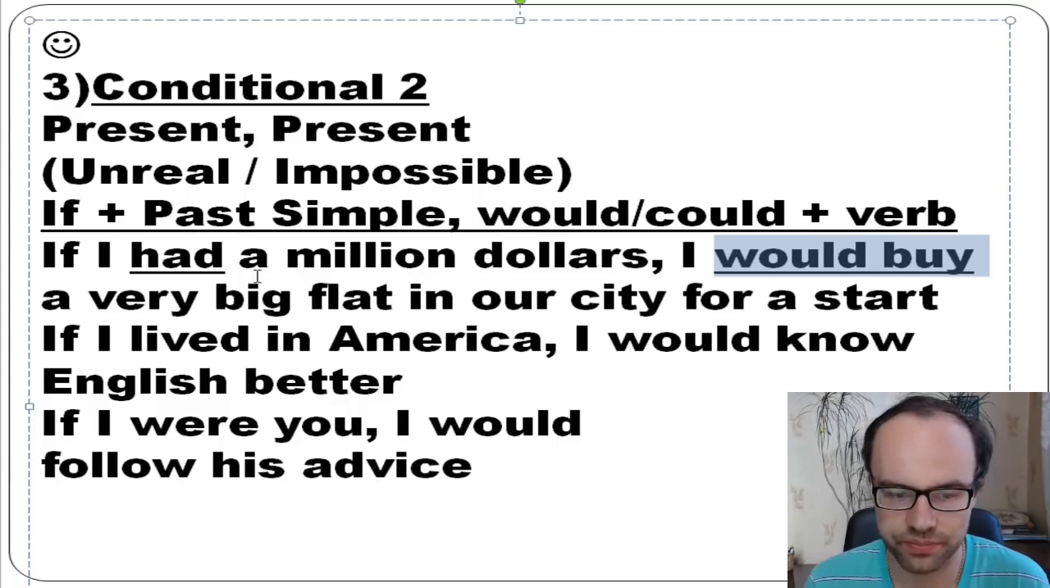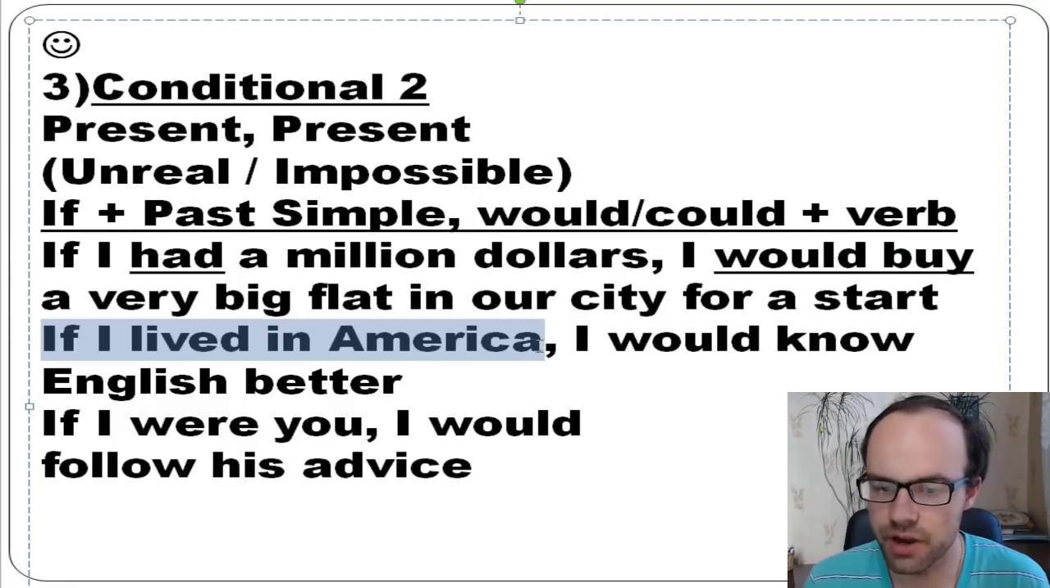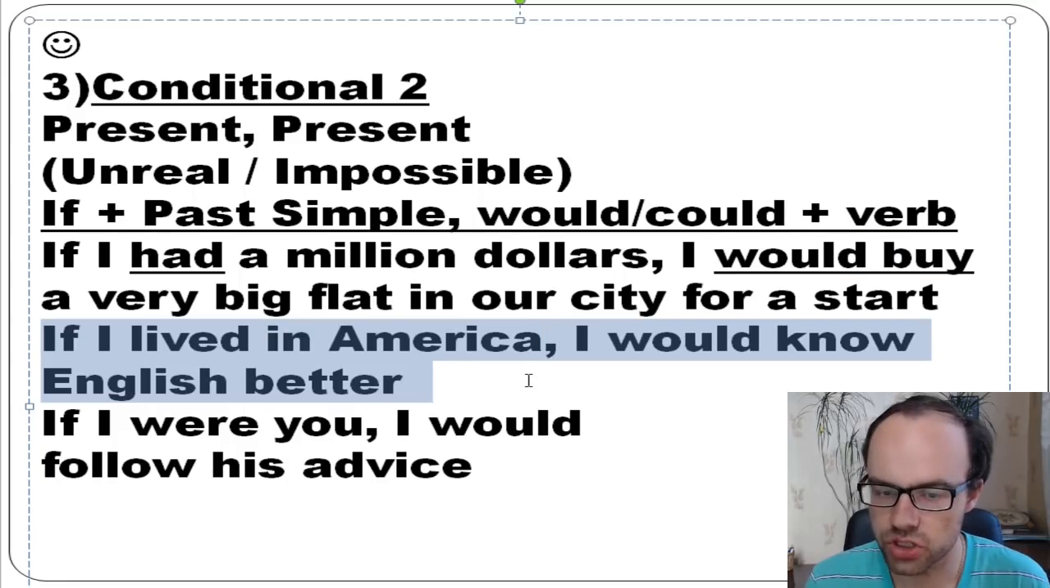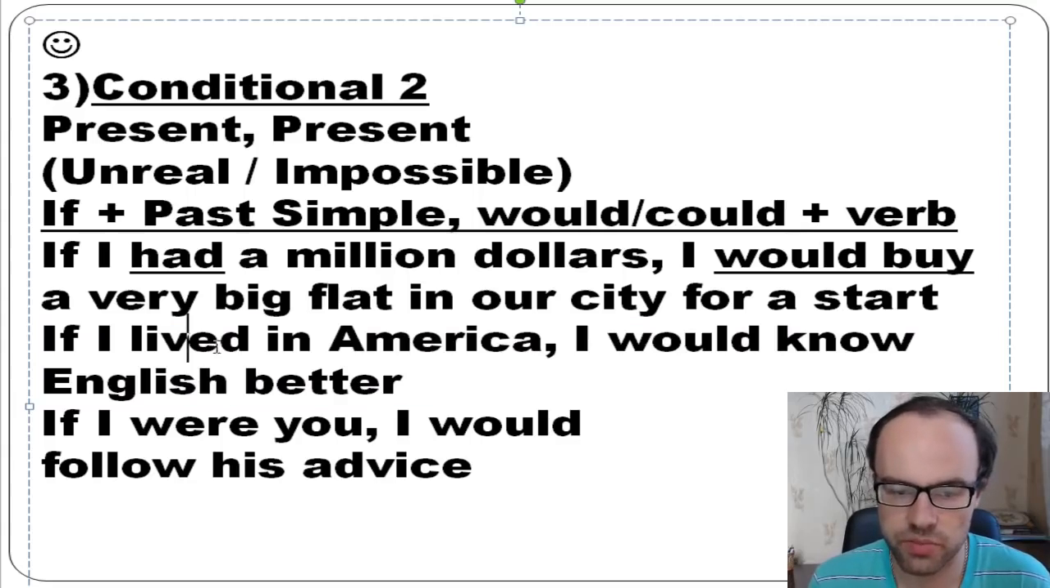Good. Next. If I lived in America, I would know English much better, or I would know English better. So you can say it. You live in another country, another place, not in America. And it isn't true now. So you aren't in America, and so it's in your imagination. So if I lived in America, it's about the present, but unreal. I would know English better.